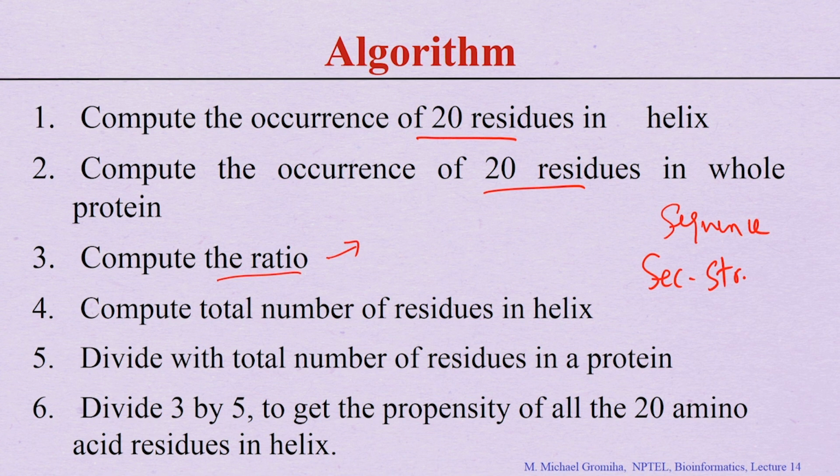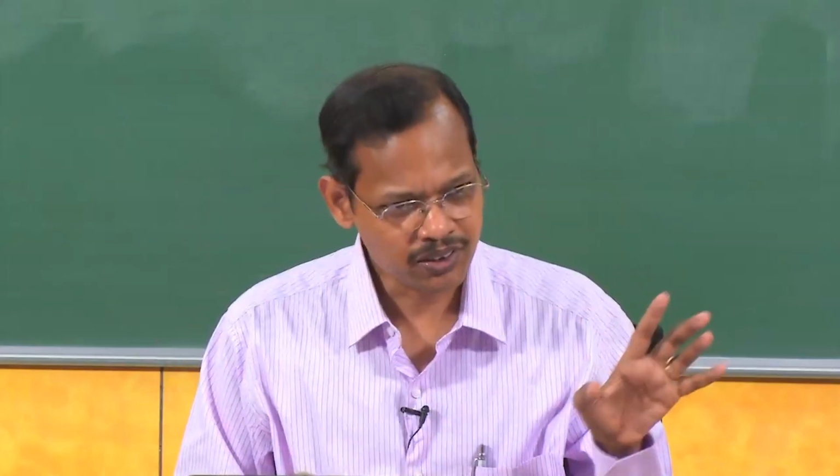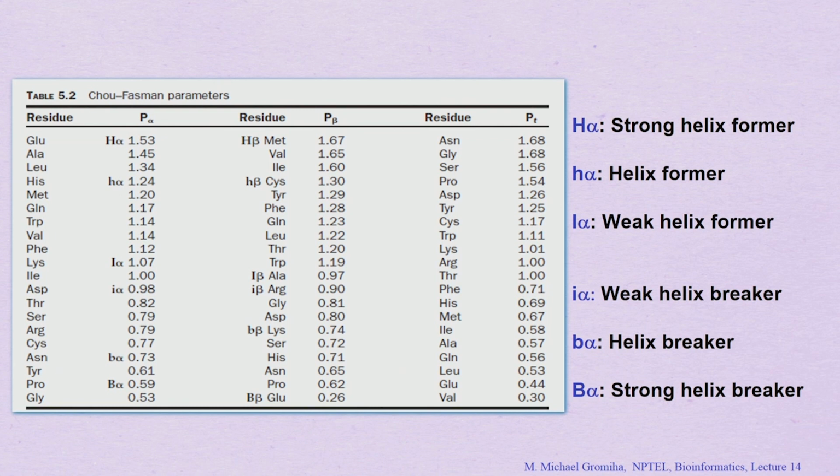This will give you a percentage of residues of type i in helix. Then, in the second step, you take the total number of residues in helix and the total number of residues in a protein, that is n alpha by n. This will give you the percentage of residues in alpha helix. Then you divide one by the other, and you get the propensity of all the 20 residues in helix. You can repeat for all the proteins and finally you get the propensity values.